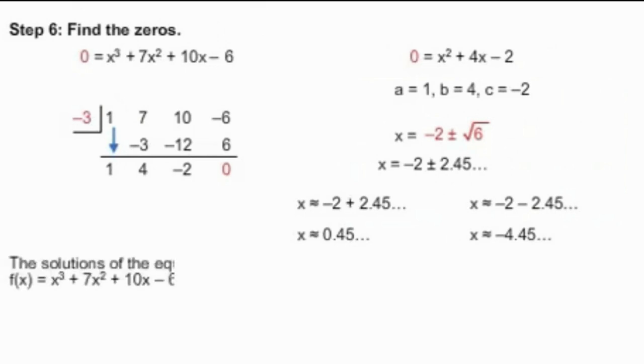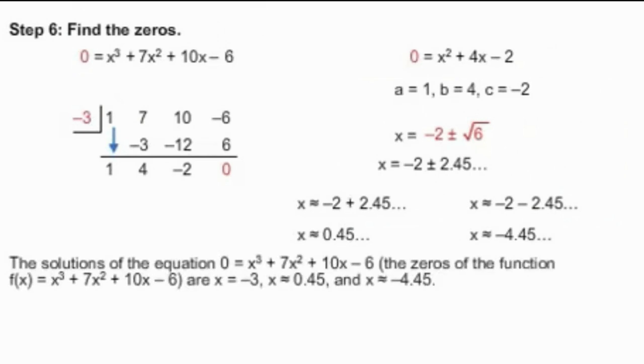So, the three solutions of the equation 0 equals x cubed plus 7x squared plus 10x minus 6 are x equals negative 3, x is approximately 0.45, and x is approximately negative 4.45. Take a look at the graph of this function. Notice that the zeros of the function represent the x-intercepts of the function.